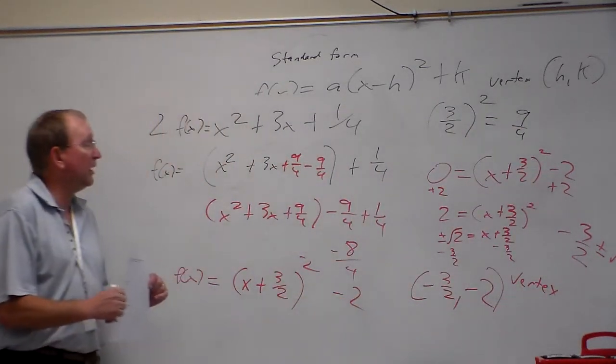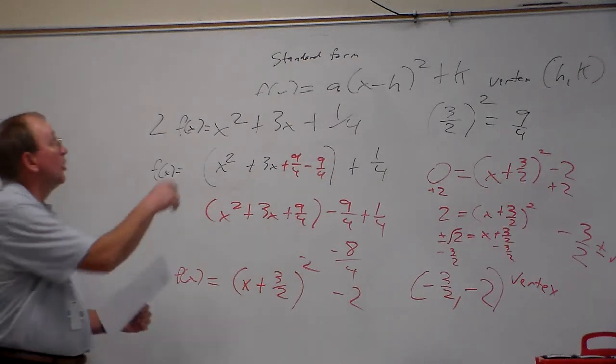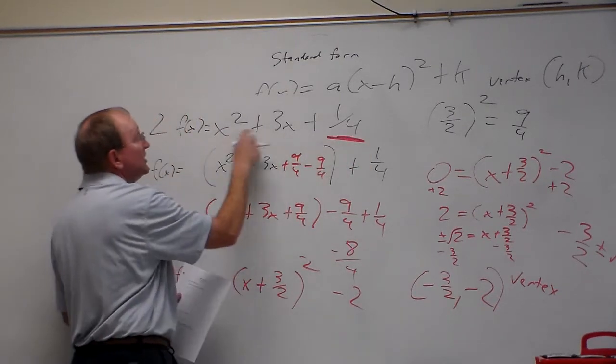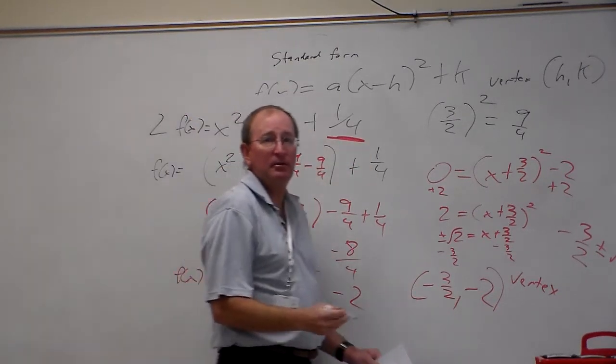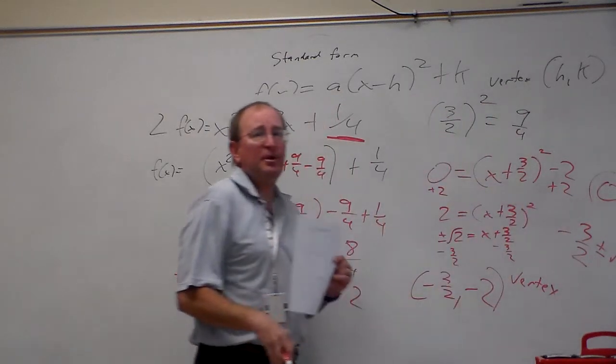And how can I find the y-intercept? The y-intercept's already done. Go up to the very beginning of the problem. It's 1/4, because if I make these 0, what's left? 1/4. Now, that would be the harder way.